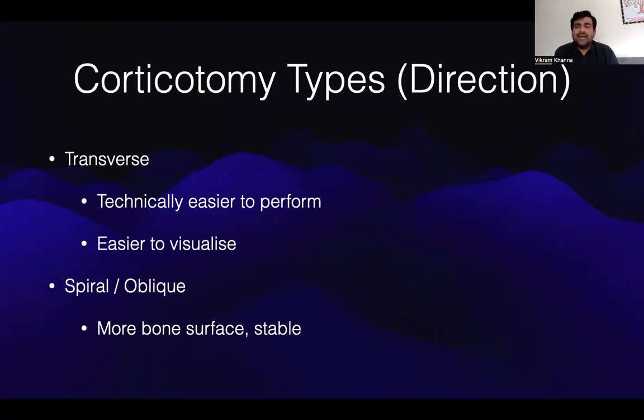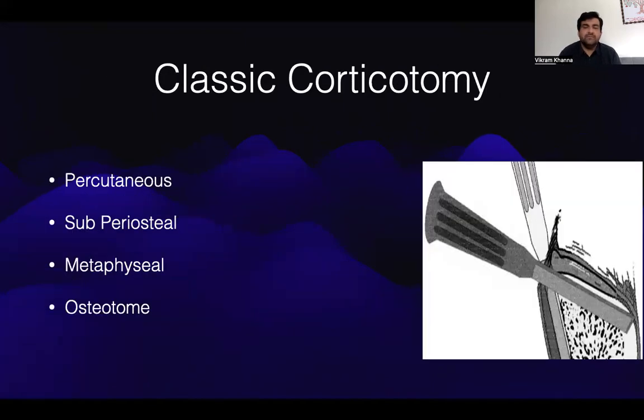Now, according to the direction, the advantage of a transverse osteotomy is that it is technically easy to perform and it is easier to visualize. Whereas with a spiral or an oblique osteotomy, we get a good bone surface, so there is good healing, good regenerate formation, and it is inherently stable.